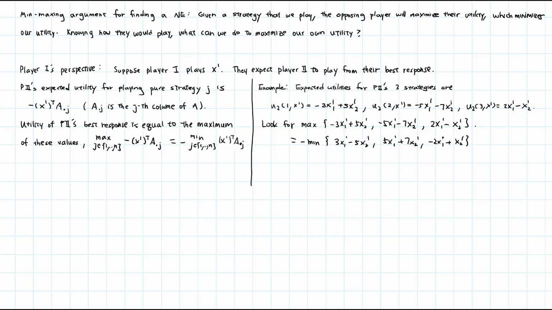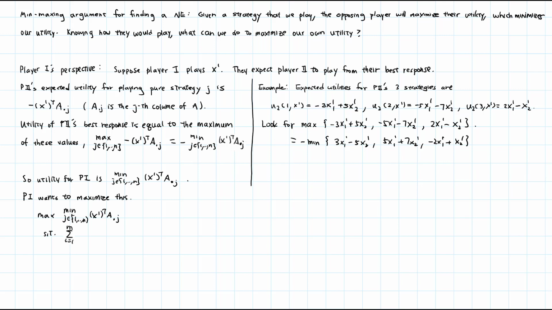Now this is the utility for player 2. But it is a zero-sum game, so the utility for player 1 is just the minimum over all j of this expression here. And player 1 wants to maximize this value. So it wants to maximize this value subject to the sum of the probabilities being 1 and each being non-negative.